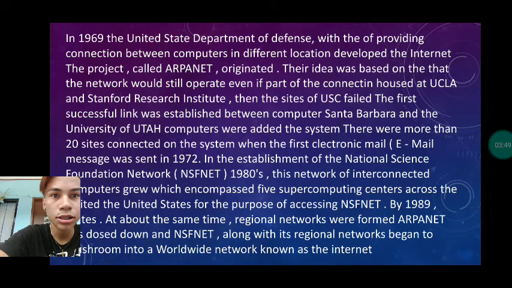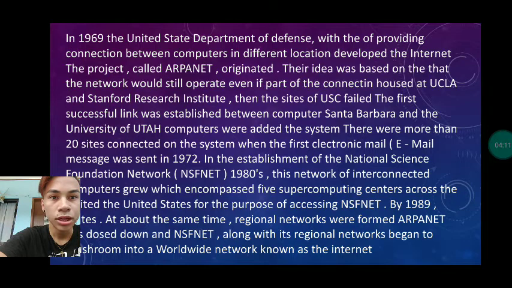The first successful link was established between the computer at Santa Barbara and the University of Utah. Computers were added to the system. There were more than 20 sites connected on the system when the first electronic email message was sent in 1972.